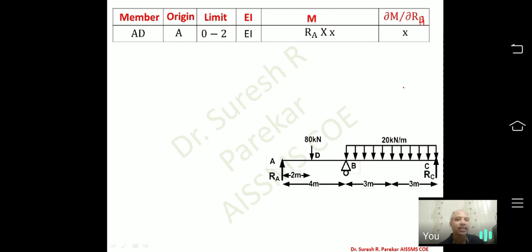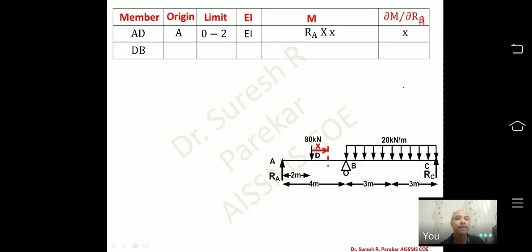Now we have second region, that is D to B, and for D to B my X is from D, my origin is D, and therefore we have taken RA as redundant because two rows are due to RA. Then we have DB, then origin D, then 0 to 2, EI. Now what will be moment due to RA? So RA will be RA into X plus 2, because RA is at 2 meter from D, and section is at X from D, so 2 plus X.